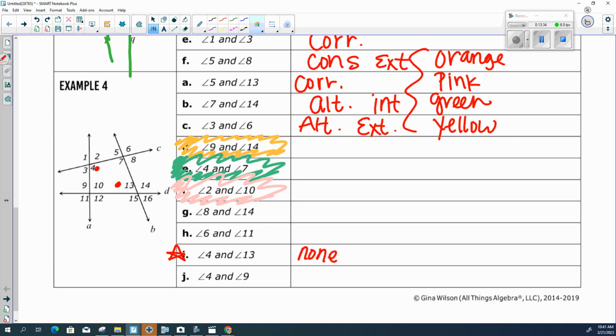I think 6 and 11 are like that also. So 6 and 11, they are not on the same transversal, therefore they don't have any of these special relationships. So on your worksheet, I just kind of crossed it off to make sure I knew, hey, I've done that problem, but I don't color it in.